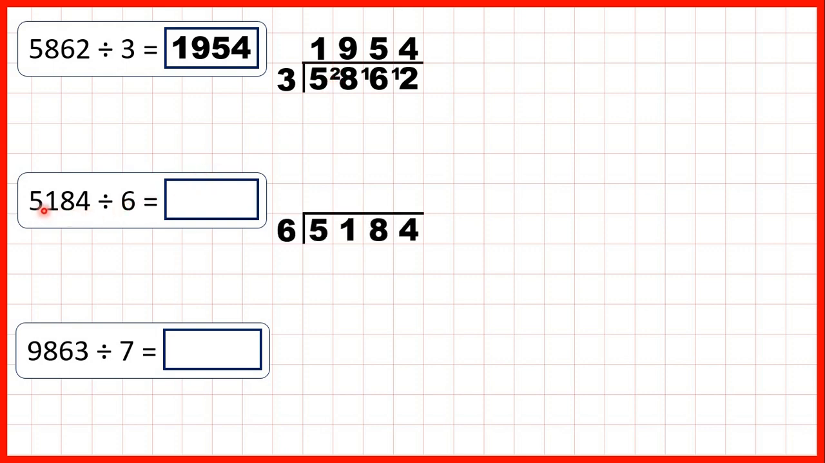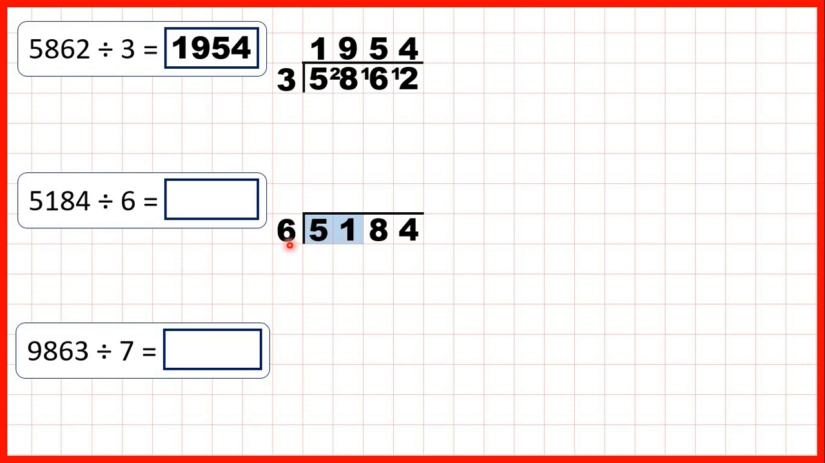So now let's try 5,184 divided by 6. We can set the question out in the same way, but now if we look at our first digit, we have 5 divided by 6. But 5 is less than 6. So what we can do here is either write 0 up here and then write a remainder of 5 in front of the next digit, or what I like to do when the first digit is less than the divisor is to take the first 2 digits together and divide 51 by 6.